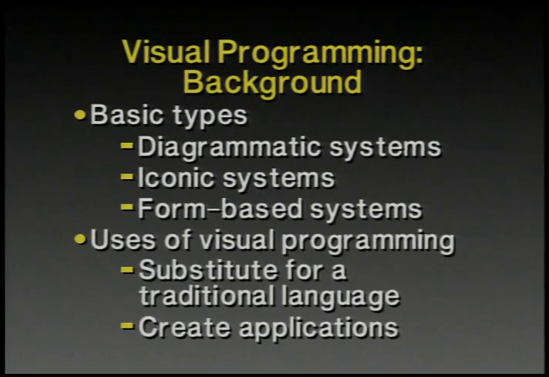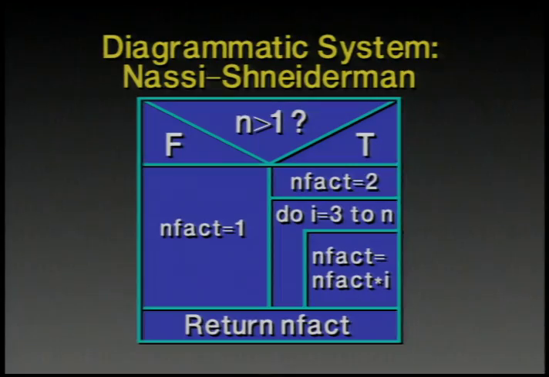And the uses of each of these three systems are primarily in two different ways. One is as a substitute for a traditional language, and the second is to create new applications. So one is a lower level kind of language substitute, and the other one is a much higher level application substitute. So let's look now at each of those three systems: diagrammatic systems, iconic systems, and form-based systems.